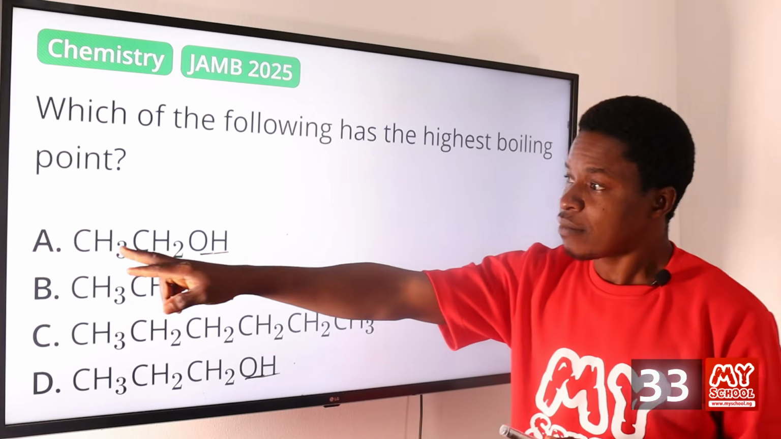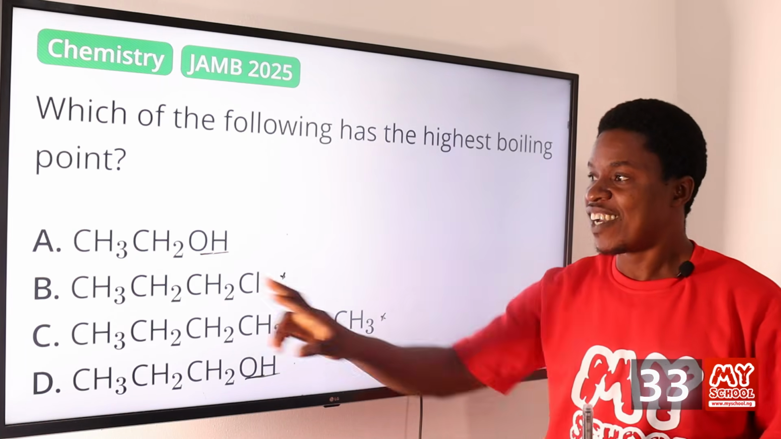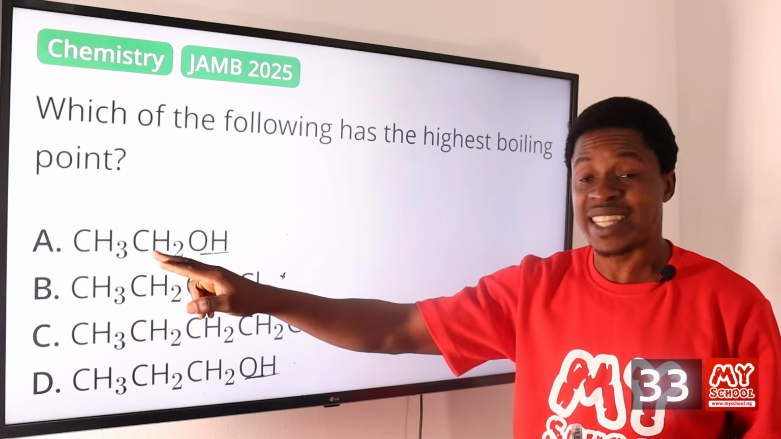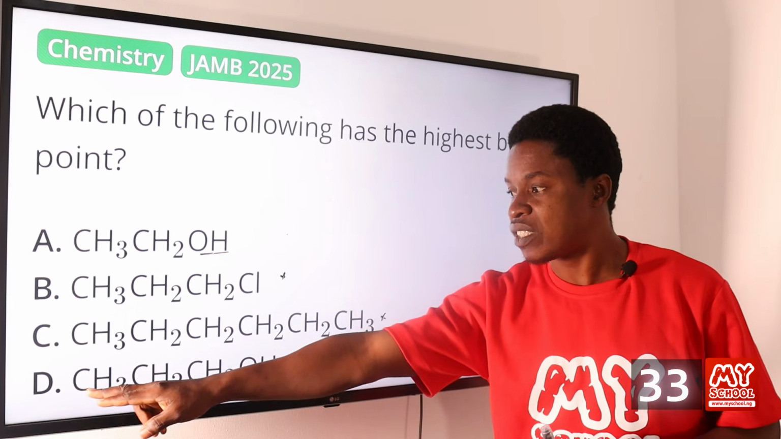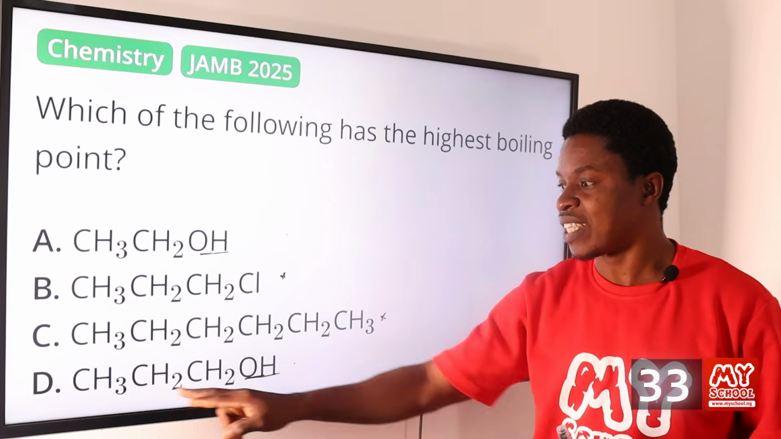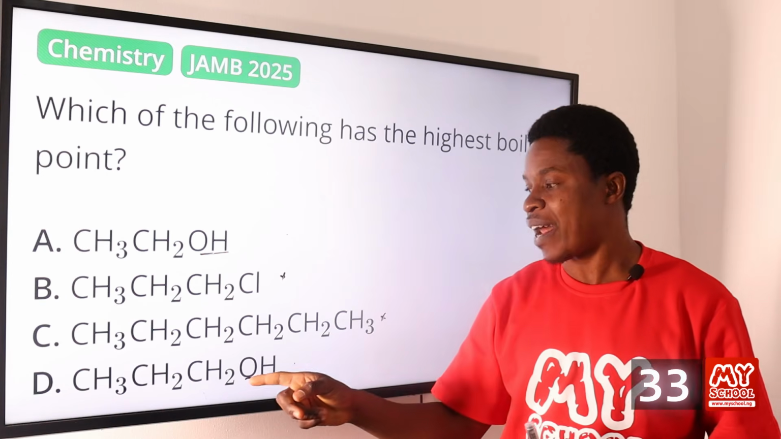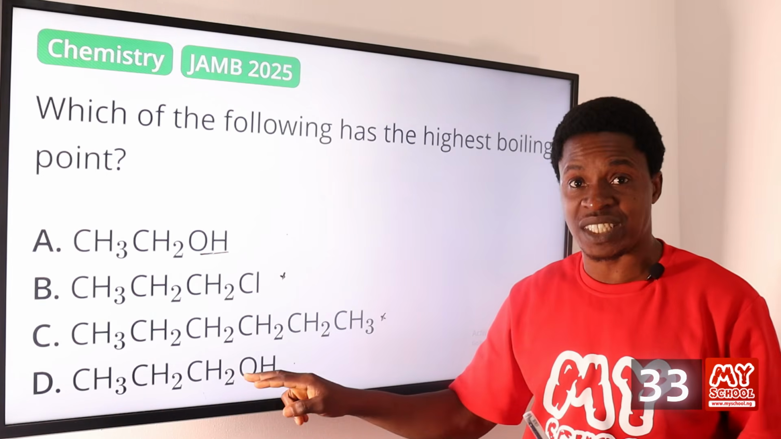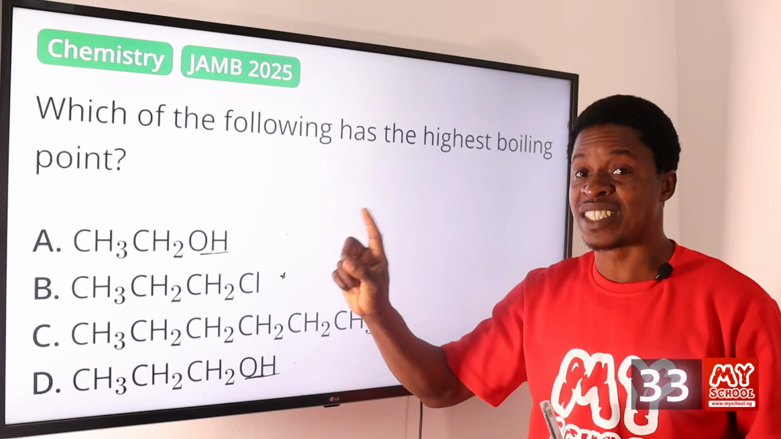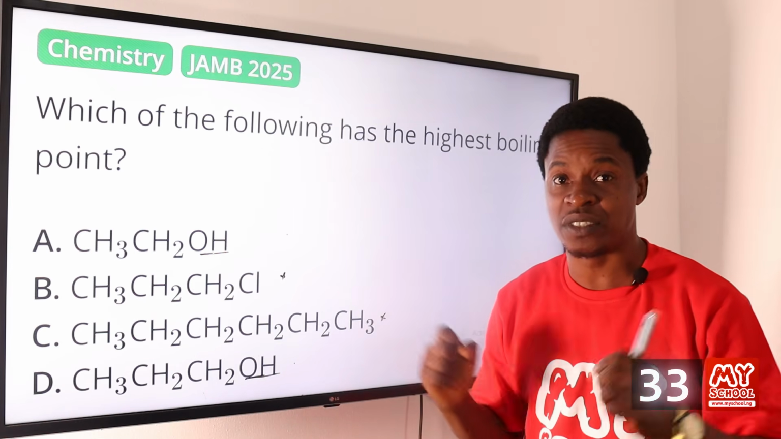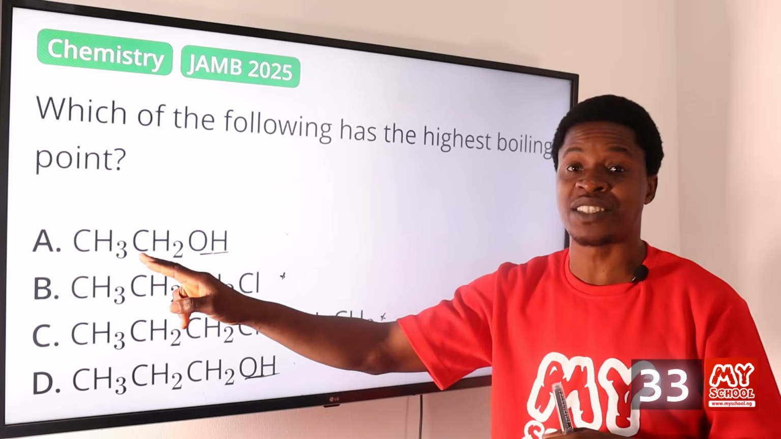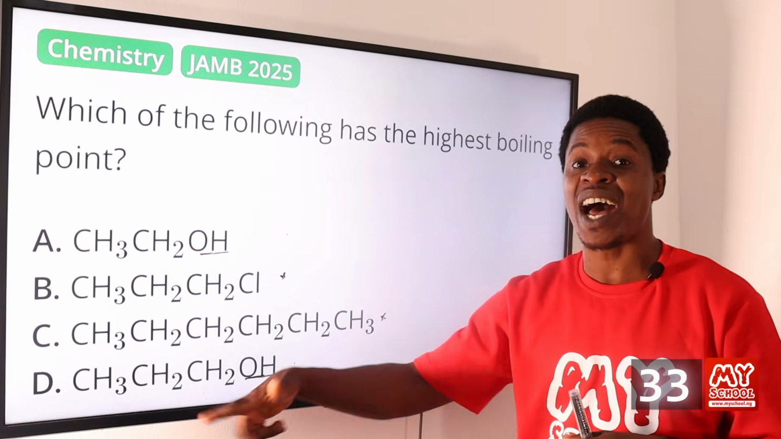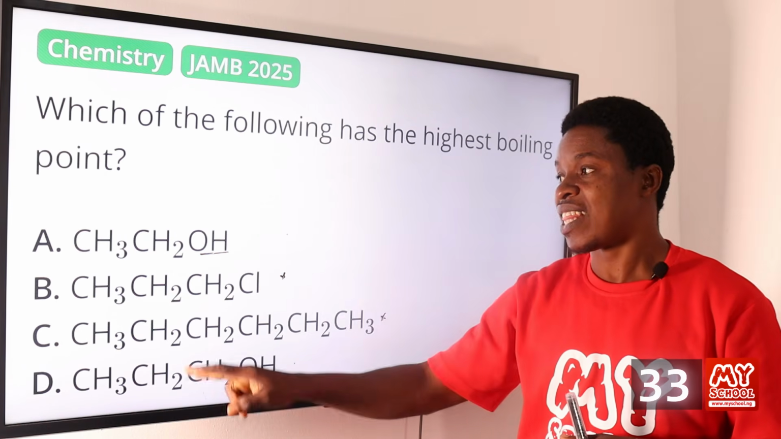Now we have option A and option D. Option A, we have CH3CH2OH. This is ethanol, and then we have CH3CH2CH2OH, that is 3 carbon atoms, that is propanol. Both of them have hydrogen bonding, but which one has the longer carbon chain? This one has 2 carbon atoms, this one has 3 carbon atoms. So the one that has 3 carbon atoms tends to have a higher boiling point than this one.